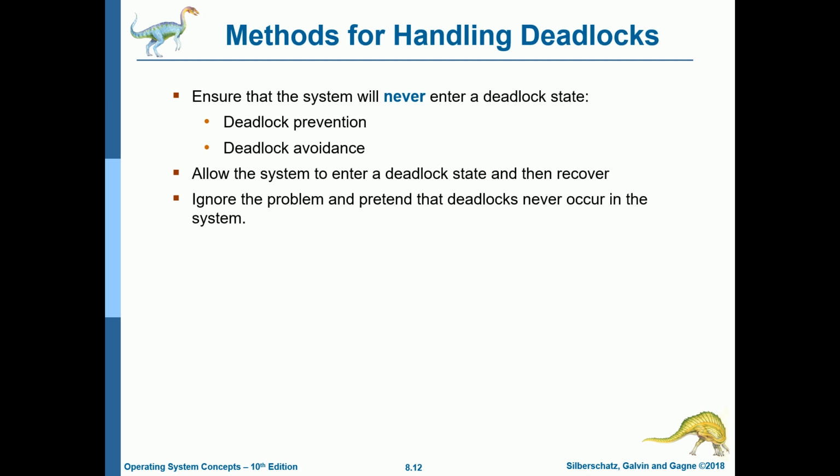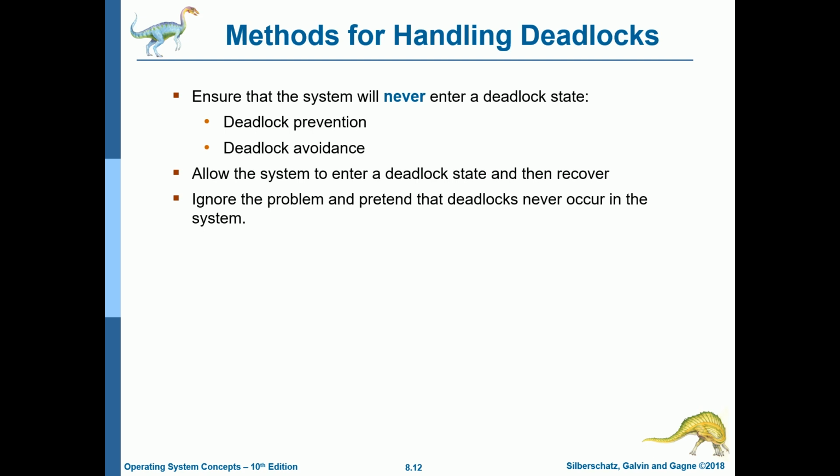To ensure that deadlocks never occur, the system can either use a deadlock prevention or deadlock avoidance scheme. Deadlock prevention provides a set of methods to ensure that at least one of the necessary conditions cannot hold. These methods prevent deadlocks by constraining how the requests for the resources are made.